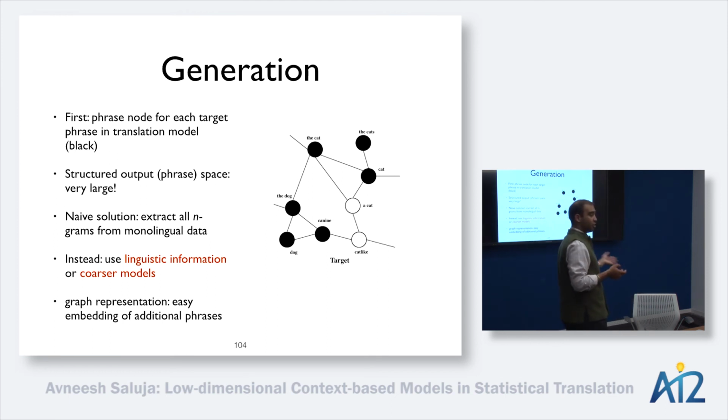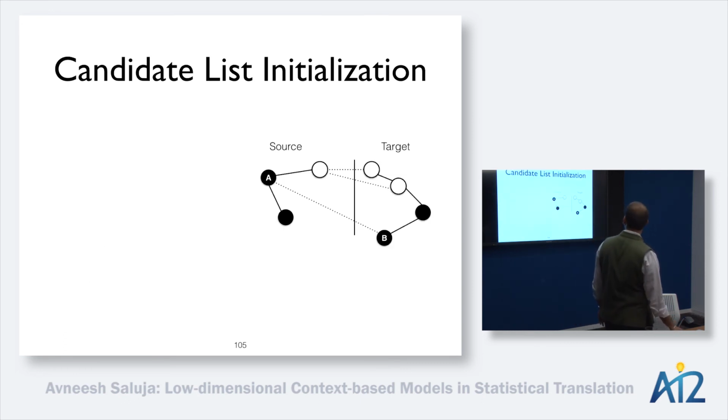You can use coarser models, so I can take my unlabeled phrase, pass it through my baseline system, and see what candidates it generates. And those candidates can also be thrown into the graph, and I can estimate the likelihood of those candidates being translations based on the distributional information and based on the graph structure.